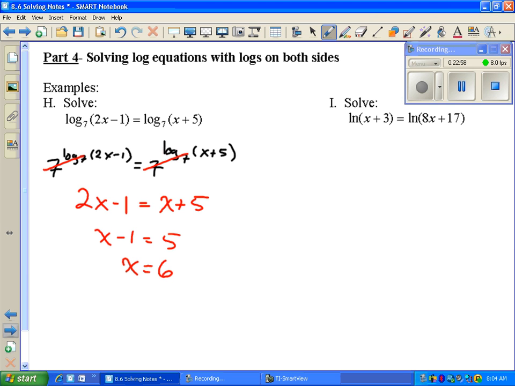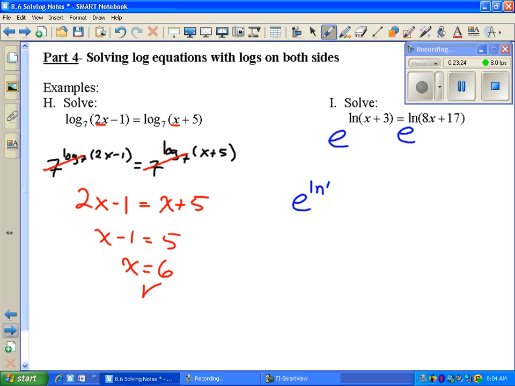So if I plug in 6 here, 12 minus 1 is 11. 6 plus 5 is 11, so log base 7 of 11 equals log base 7 of 11. It works. It checks out. There's my first problem. And the last one is natural log. So again, the base of natural log is e. So I want to go e and e.